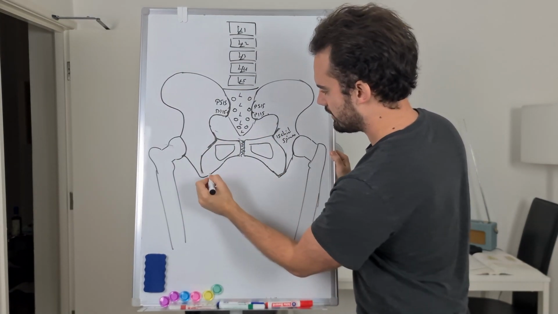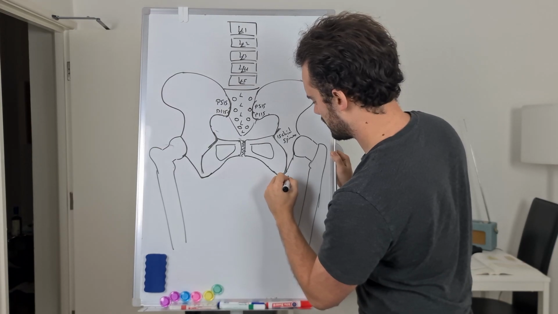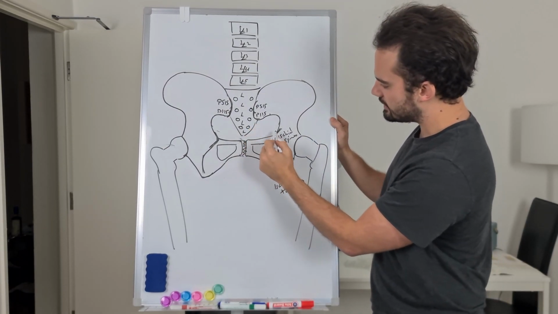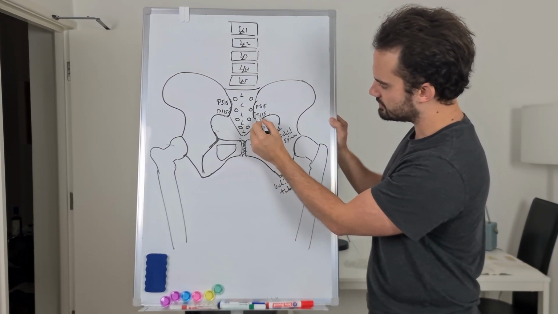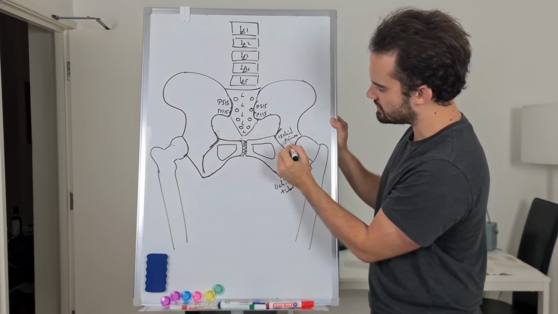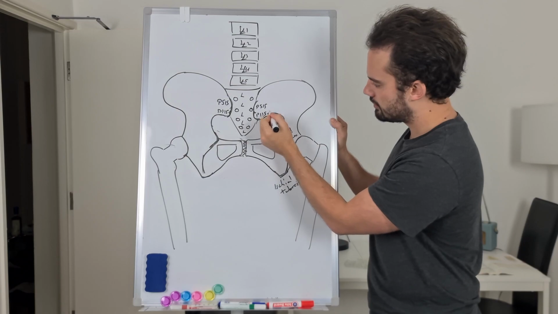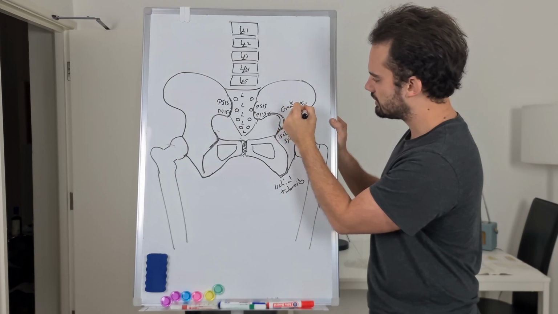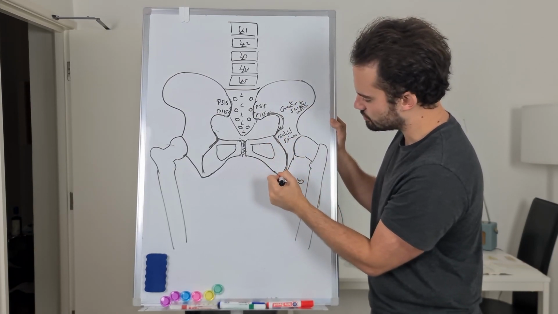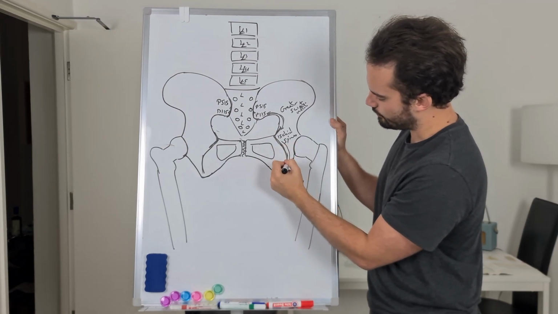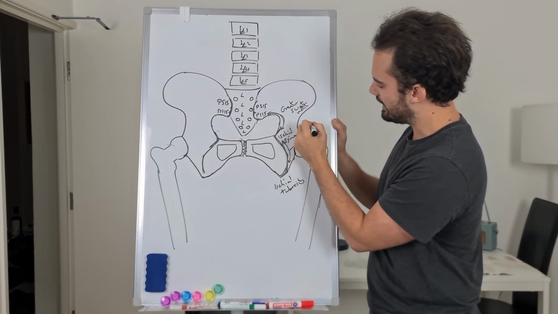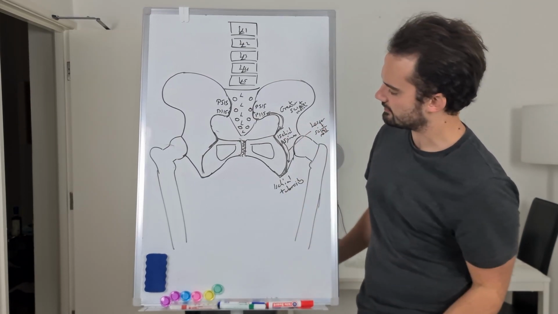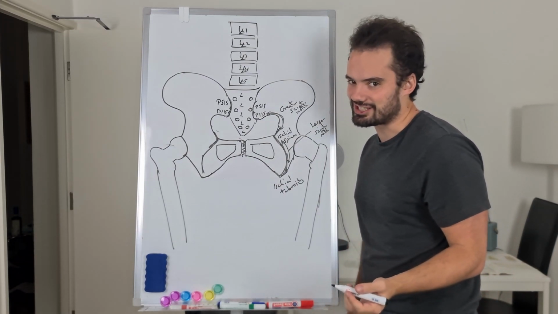Right at the bottom here, we've got the ischial tuberosities. And then between these landmarks, between the posterior inferior iliac spine and the ischial spine, we have the greater sciatic notch. And between the ischial spine and the ischial tuberosity, we have the lesser sciatic notch. I hope that's slightly clear.